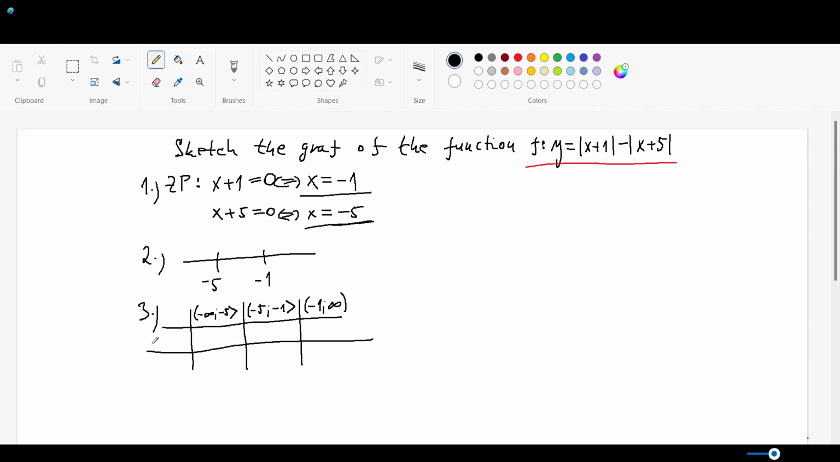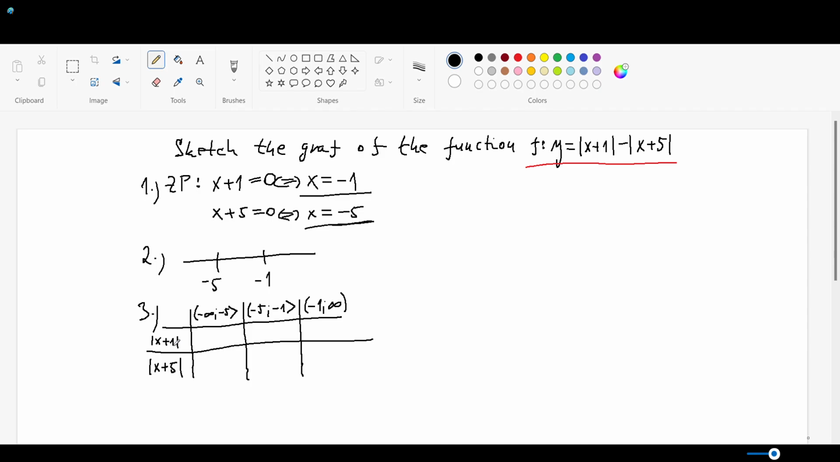And in the first row we'll be looking at how the expression in the first absolute value behaves, or how it can be algebraically expressed, and in the second row we will have the absolute value of x plus 5. Okay, now the procedure is the same as it was before. You take any number from the first interval. So in this case we take -10, and we find what will be the value in the absolute value.